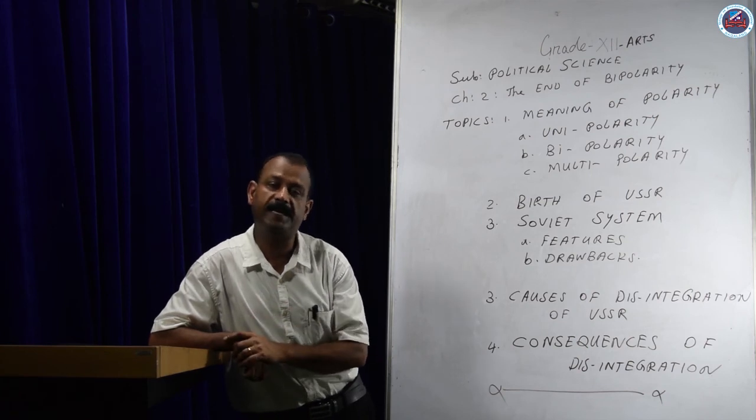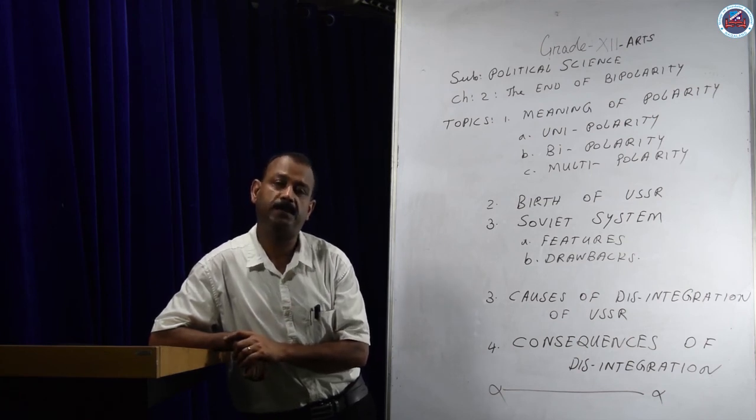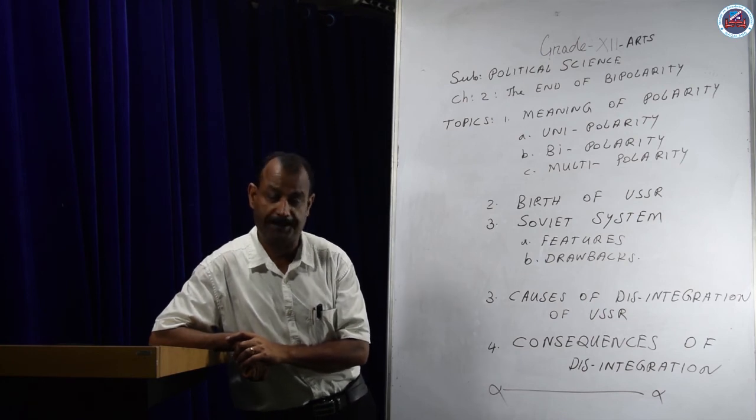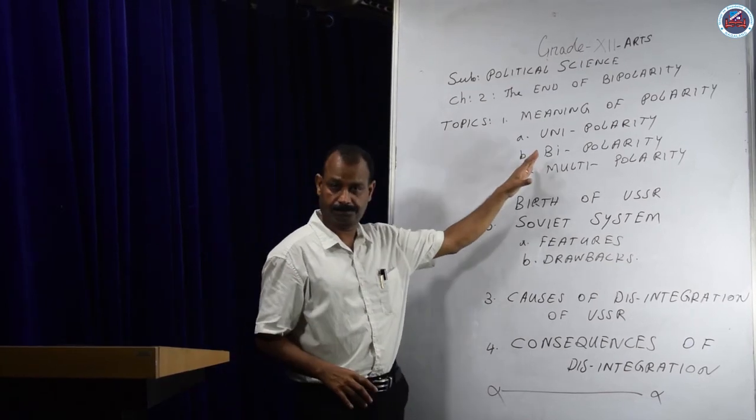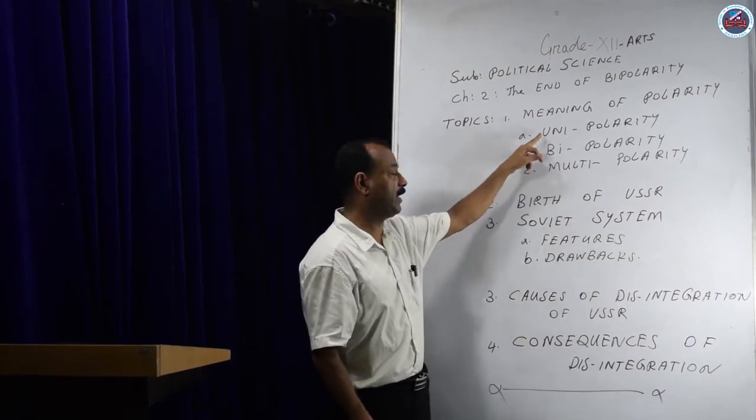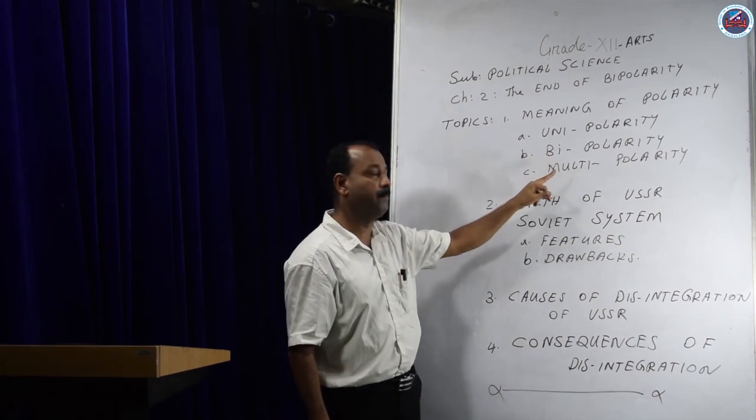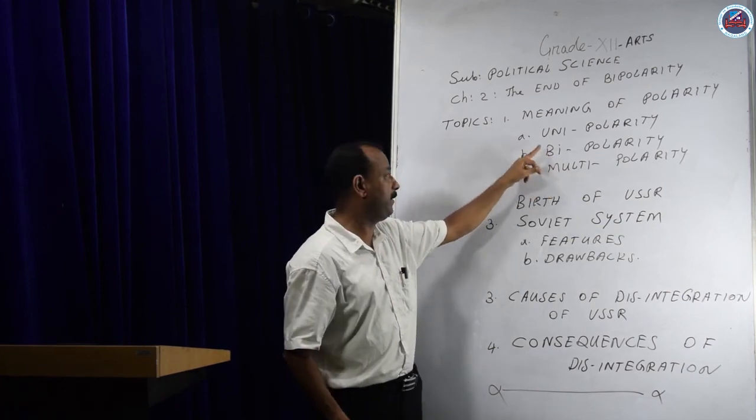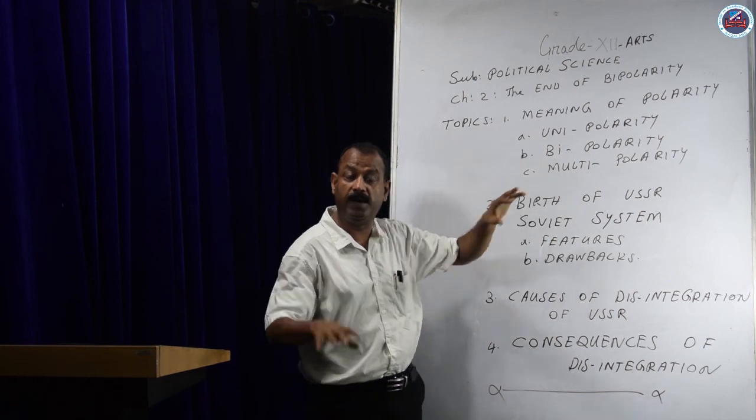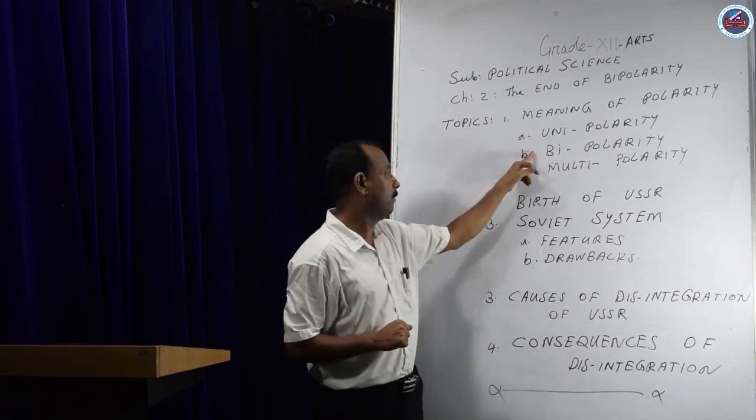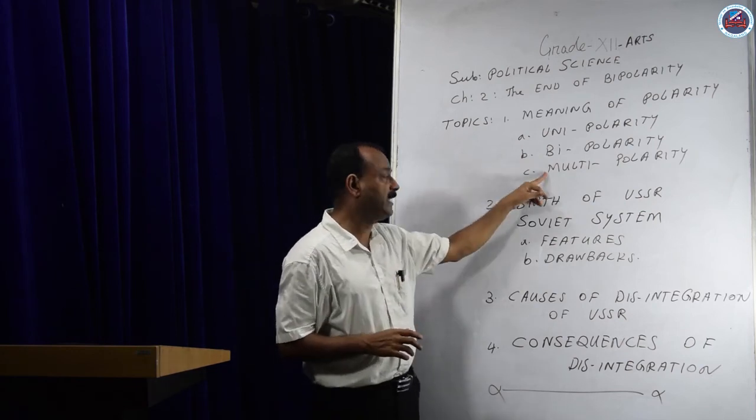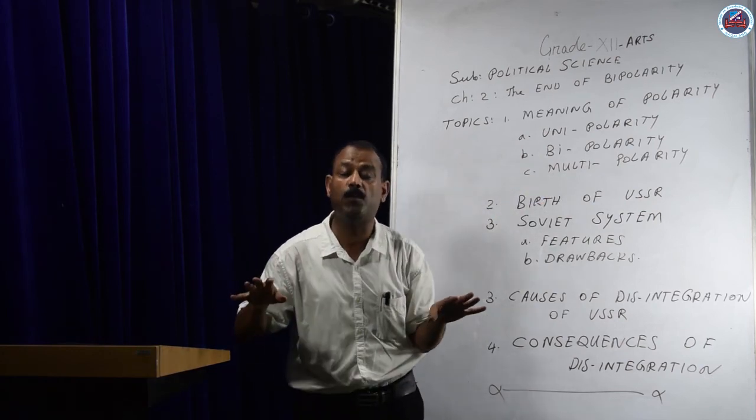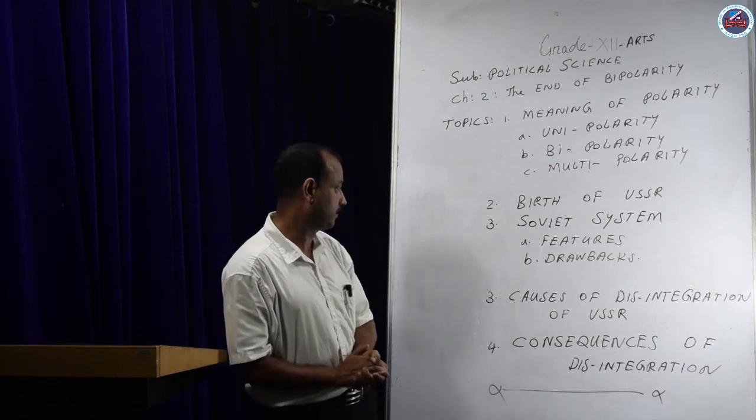So my dear boys and girls, before I wind up this video, I would like to recap the topics that we have learned today. The first point we learned today was polarity. There are three types of polarities: unipolarity, bipolarity and multipolarity. Unipolarity means the world order where the world is dominated by one country. Bipolarity means where the world is dominated by two countries. Multipolarity means where the world is dominated by many countries.